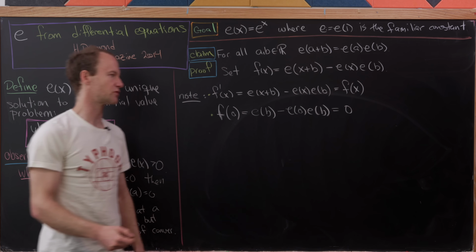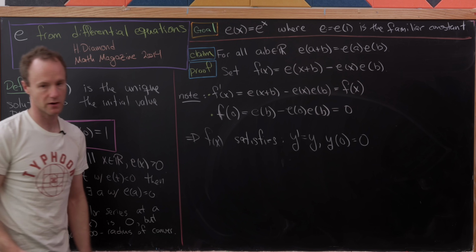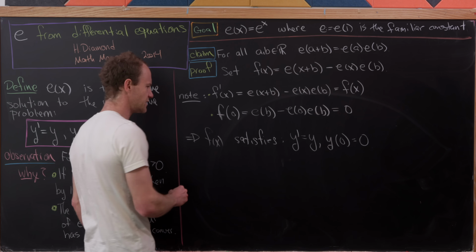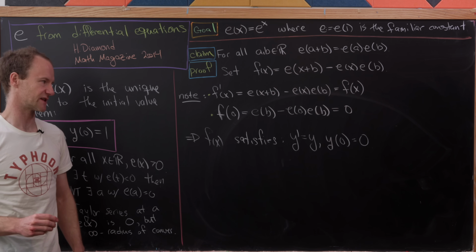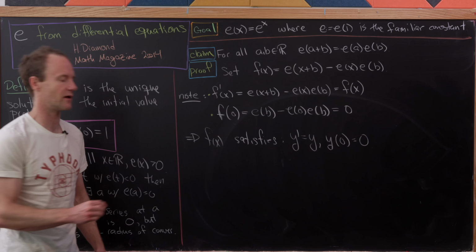Well, we've got our function f of x satisfies a certain initial value problem. And that certain initial value problem is y prime equals y and y of 0 is equal to 0. But let's notice that a very, very simple function also satisfies this initial value problem.